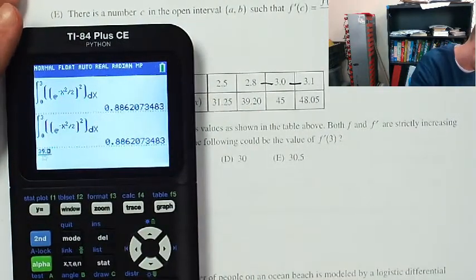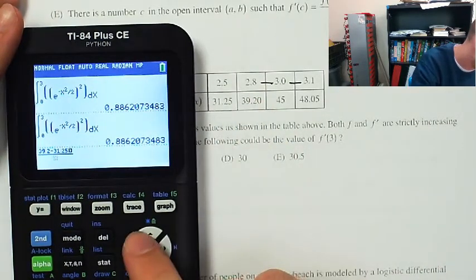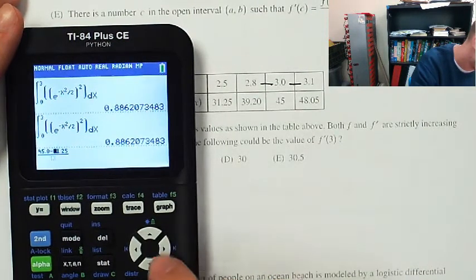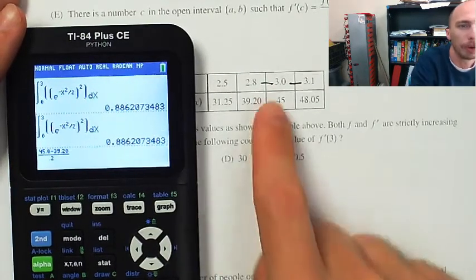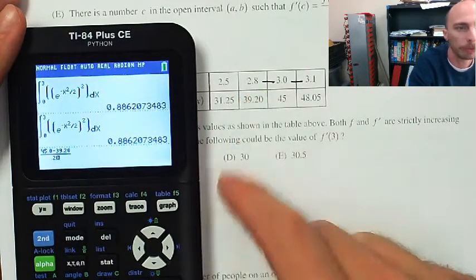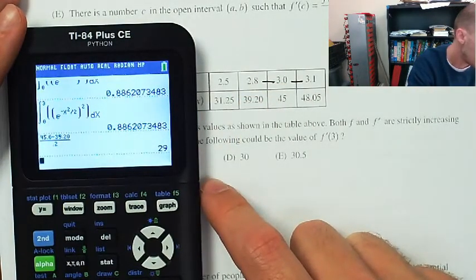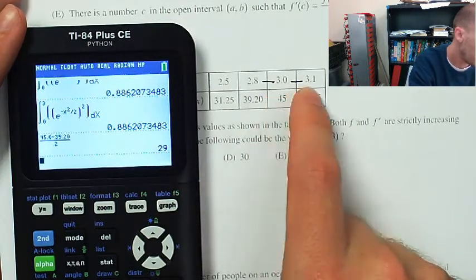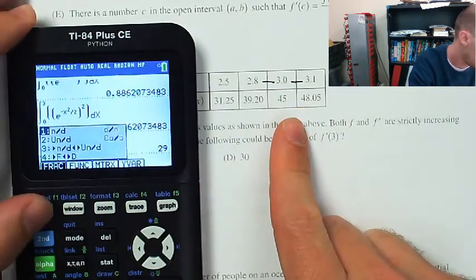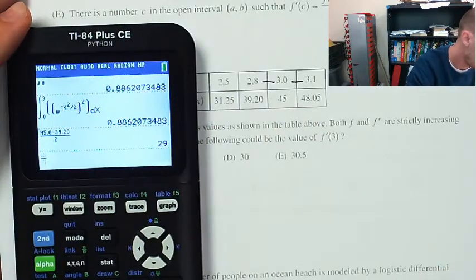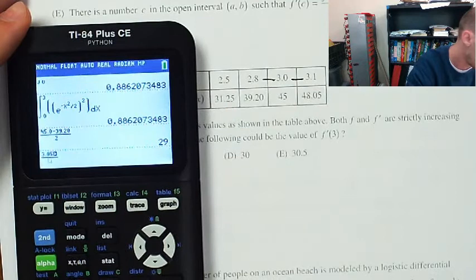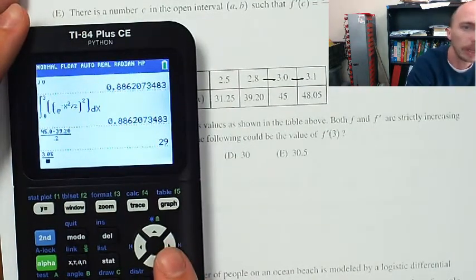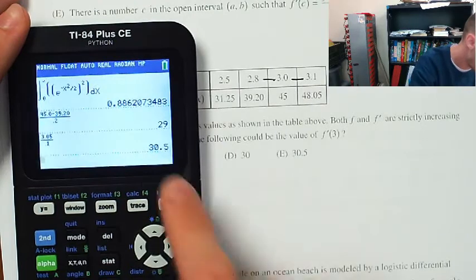So 39.2 minus 31.25 divided by, nope, that's not what I wanted. If you're not sure, write in 3.0 minus 2.8. I'm certain. Okay, that's 29. Then over here from 3.0 to 3.1, I'm going to have a rise over run scenario like 48.05 minus 45. Okay, I'm not great with arithmetic, but I'm good enough that I can do that. Divided by 0.1, and then that's going to be 30.5.